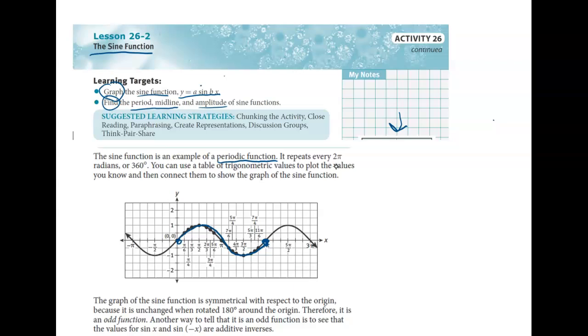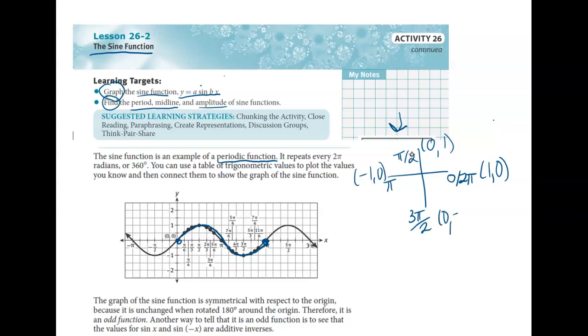So whenever I graph these, I always think of my quadrantal angles. Those are 0, pi over 2, pi, 3 pi over 2, and then 2 pi. And those points are (1, 0), (0, 1), (negative 1, 0), (0, negative 1). So the sine value is taking all the y-coordinates.